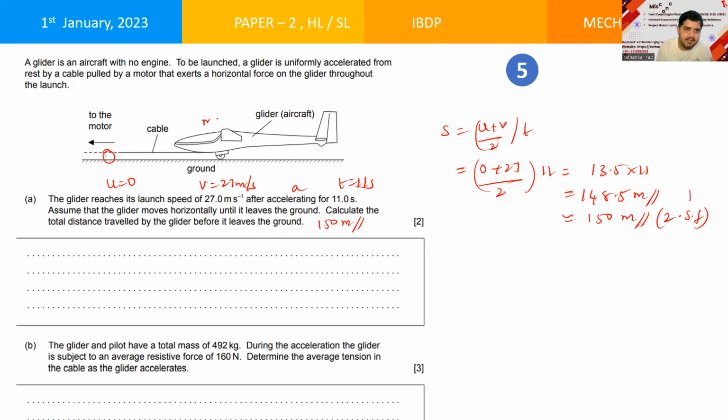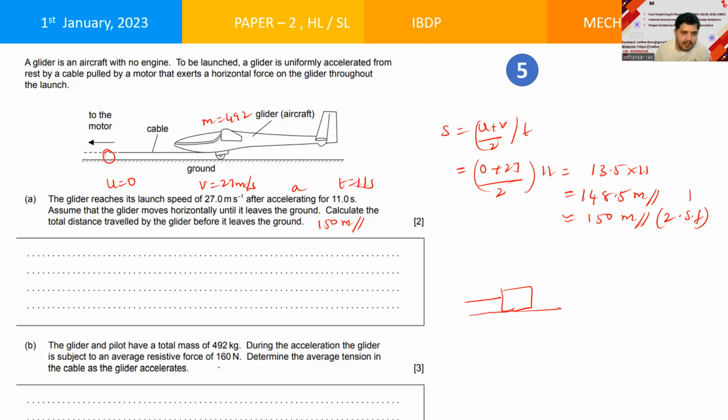So this mass is equal to 492 kg. During the acceleration, the glider is subject to an average resistive force of 160 Newton. Determine the average tension in the cable as the glider accelerates. Now, for this, what you need to do is, this is the cable. This is the glider. I am writing the glider in the form of a box, and then I'm putting this on the ground.